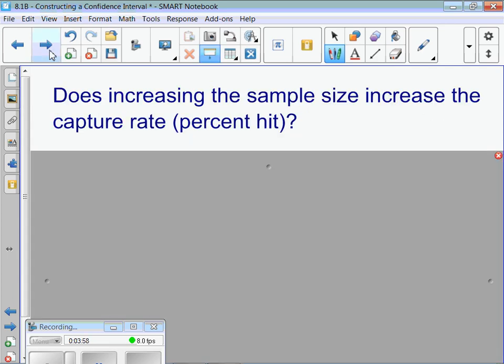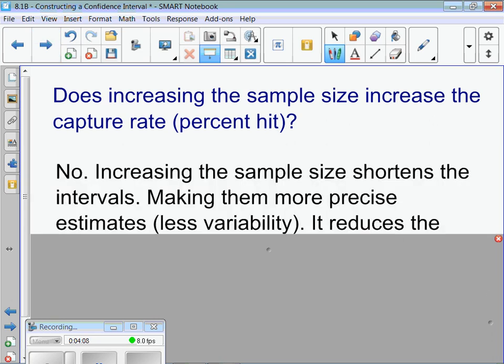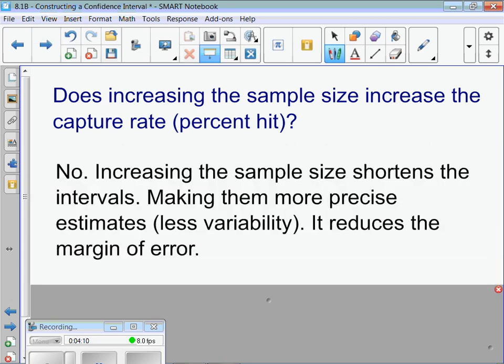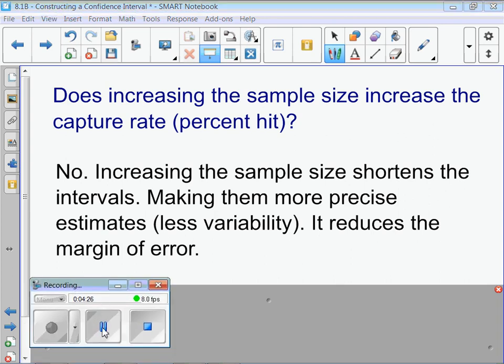All right. And then for increasing the sample size, so we just talked about that, increasing the sample size does what to the length of my interval? Shortens it, which makes it more accurate. All right, so make a note about both of these things. But increasing the sample size shortens the interval, making them more precise estimates because there's less variability. So it's essentially reducing the margin of error, which is the length of the interval.